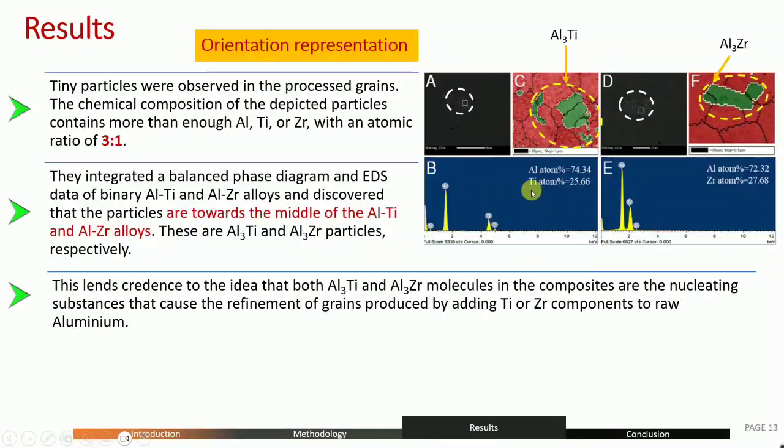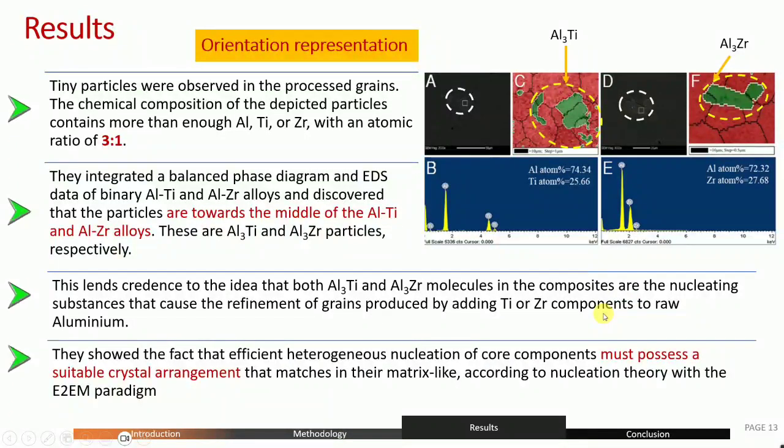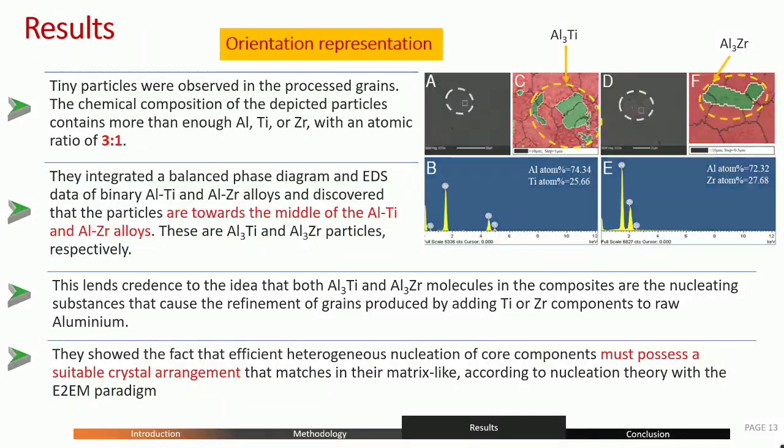So this lends credence to the idea that both Al3Ti and Al3Zr particles in the composition are nucleating substrates that cause the refinement of grain produced by adding titanium or zirconium to raw aluminum, that is as-cast. So they must possess a suitable crystal arrangement. As I talked about, for it to be matching, at least they should be coherent with each other. Then only can we talk about what the equivalent prediction for that is.